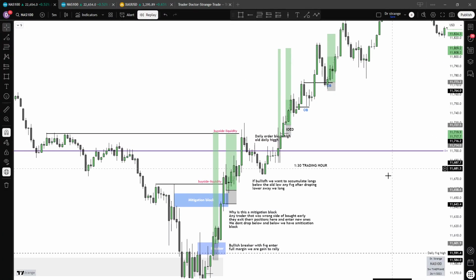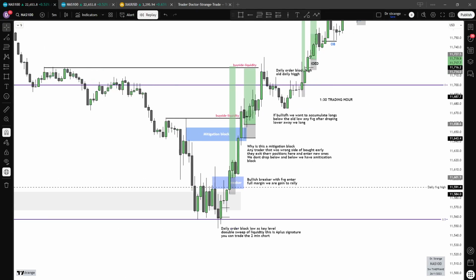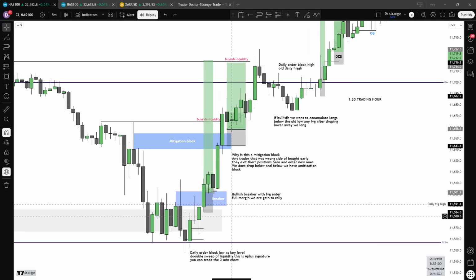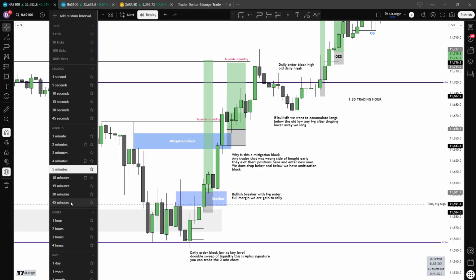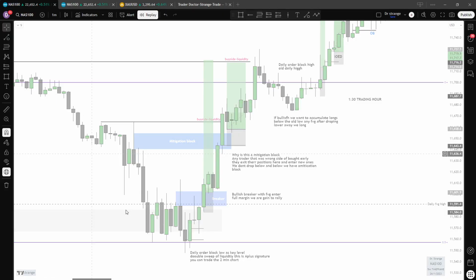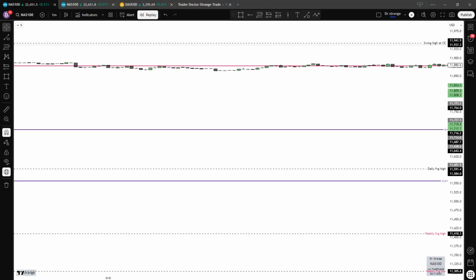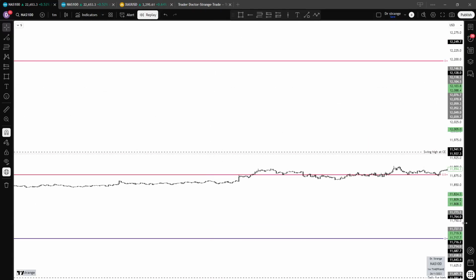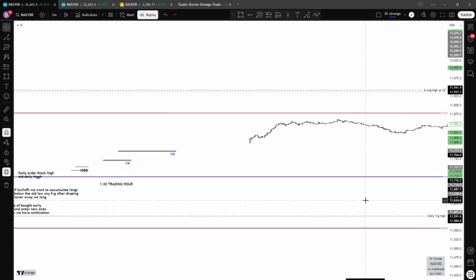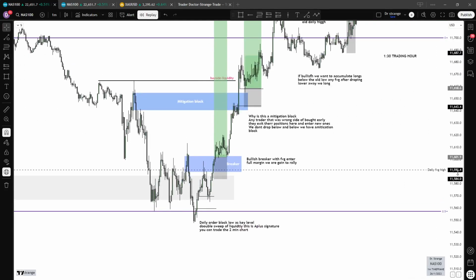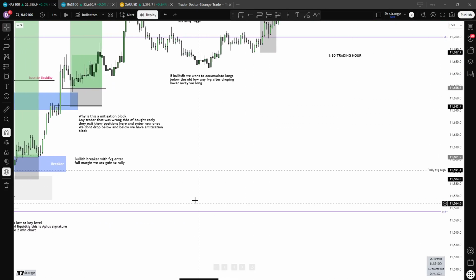Okay, so you see how ICT was explaining a mitigation block, a breaker. Now you understand what is a breaker, what is a mitigation block. I think this was on either 1 minute or 2 minutes. Yeah, I think this is 1 minute here. So you don't just go and watch, eh? And then you say, okay, I finished 2022 mentorship. No, you have to put in the work. You have to understand what is a mitigation block, what is a breaker, according to how ICT tells us.